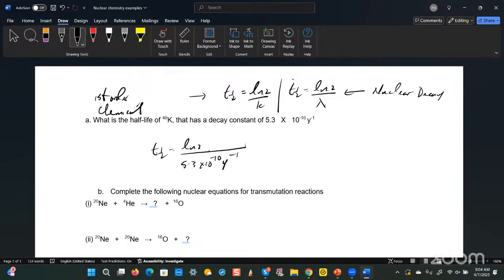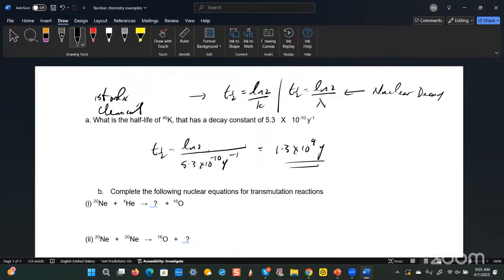So let's see what that gives. Okay, according to my calculations, I have to round this off to 2 sig figs. So the answer is 1.3 times 10 to the 9 years. That would be the half-life of potassium-40 based on the decay constant given. So that's a relatively simple example. Any questions about this? Any questions out there in Zoom?